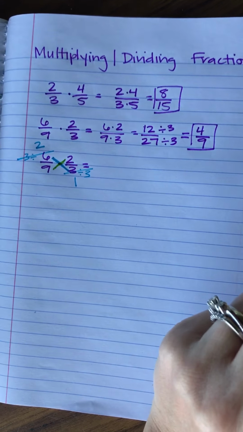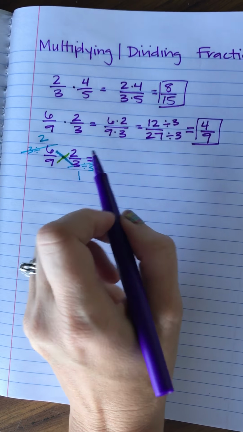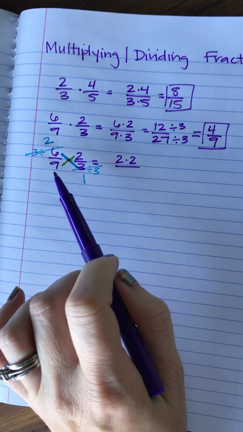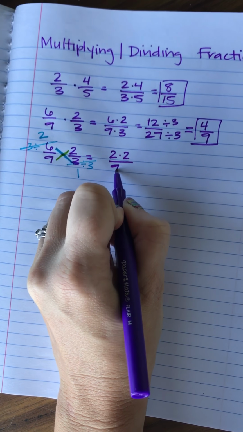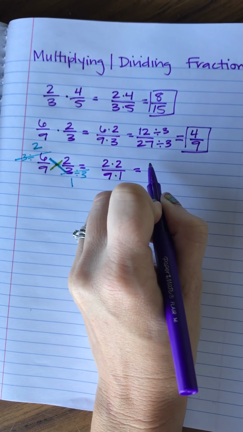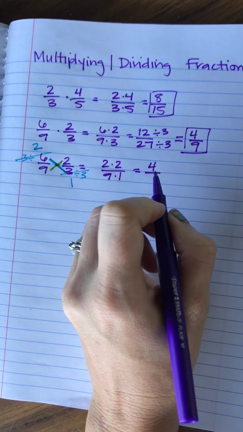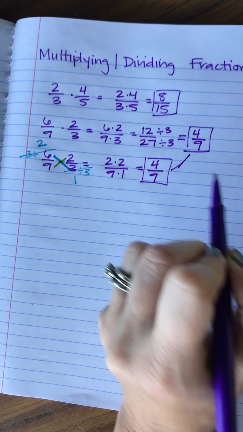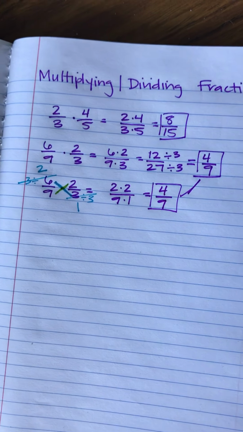So now you just multiply straight across again. So you have 2 times 2, and you have 9 times 1. So 2 times 2 is 4, and 9 times 1 is 9. Same answer. So you can do it either way.